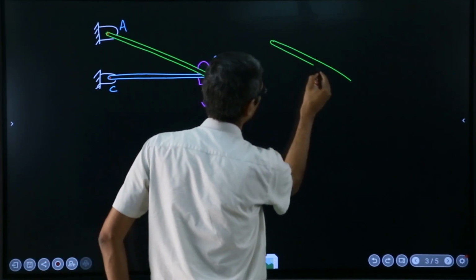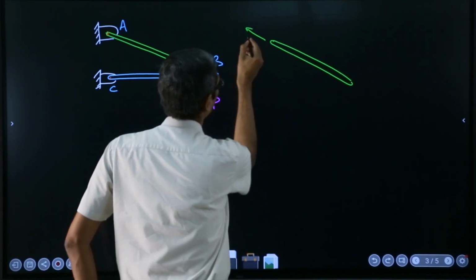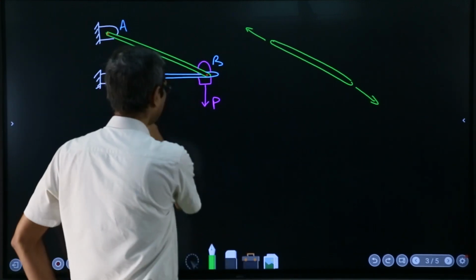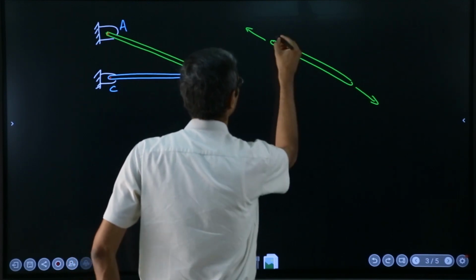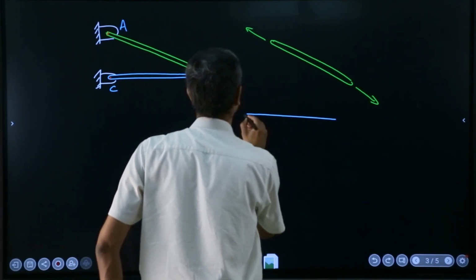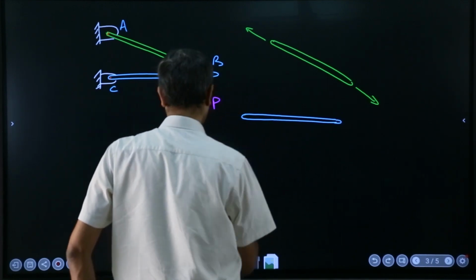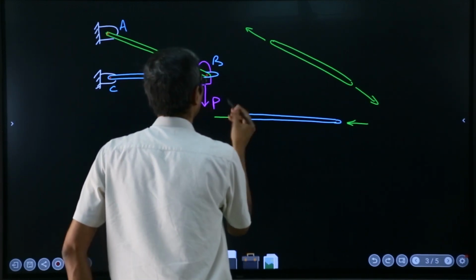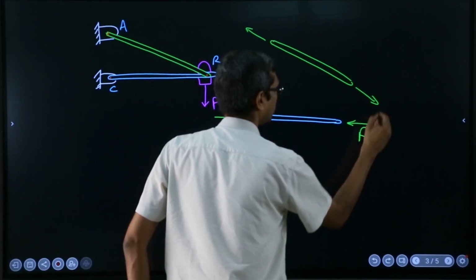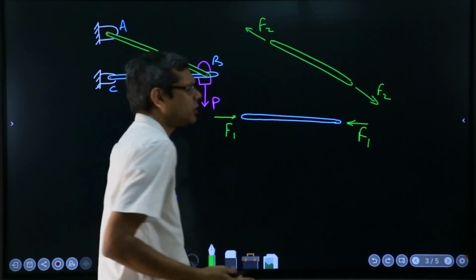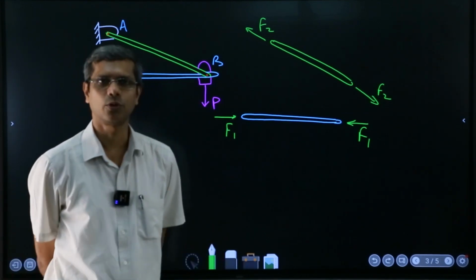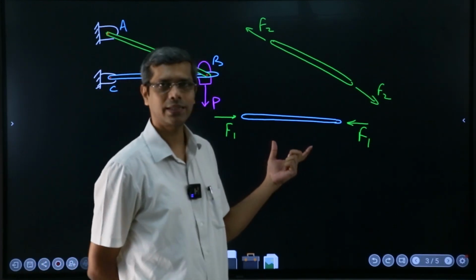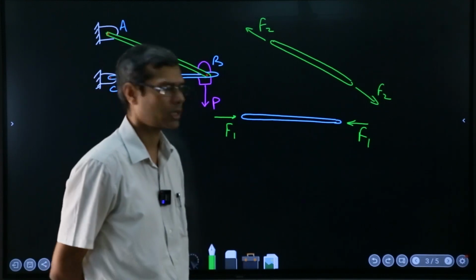You know that it's going to be a two force member, and maybe tensile force will exist in that. And similarly this other one will be under compression. So some force F1 and F1, and F2 and F2, and then you know how to evaluate them in terms of this force P and the geometry of the truss. The point I am trying to make is you had calculated the force when we discussed trusses.